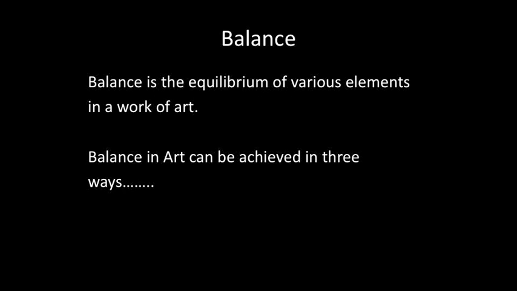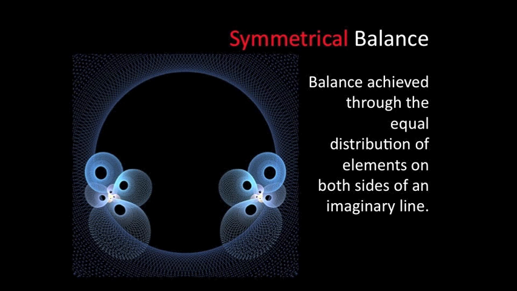The first principle is balance. Balance is the equilibrium of various elements in a work of art. Balance in art can be achieved in 3 different ways. The first kind of balance can be achieved through the equal distribution of elements on both sides of an imaginary line. That is called symmetrical balance. Symmetrical balance means if I took and cut this piece of digital art in half, both sides would be the same. They would mirror each other, therefore creating symmetry.